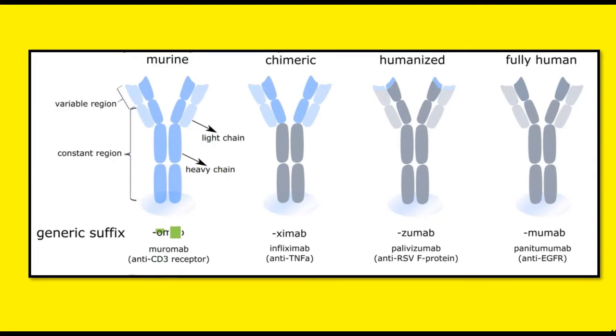For murine antibody, the suffix used is omab. For chimeric antibody, ximab is added.